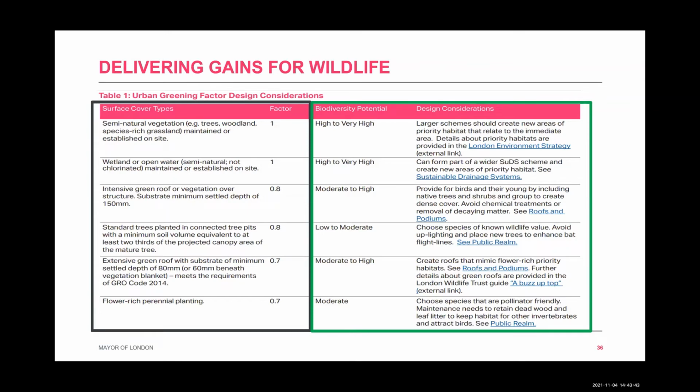For example, if you look here, standard trees are given a sort of low to moderate rating for biodiversity potential compared to extensive green roofs, which don't score quite as highly in the UGF, but have a lot more scope to be designed for wildlife in mind.